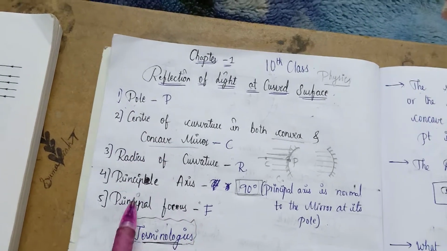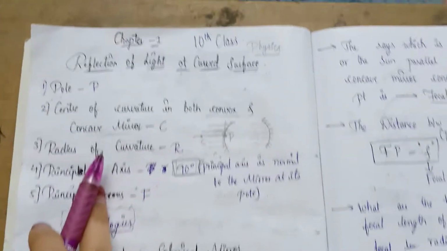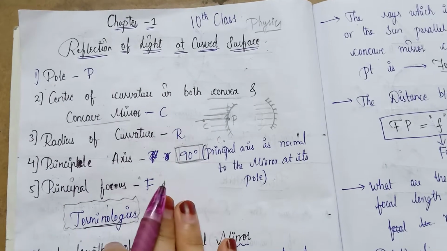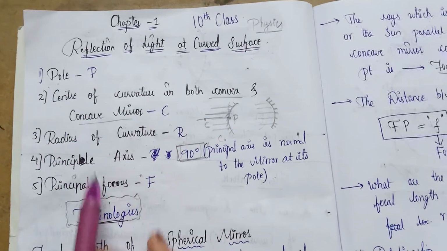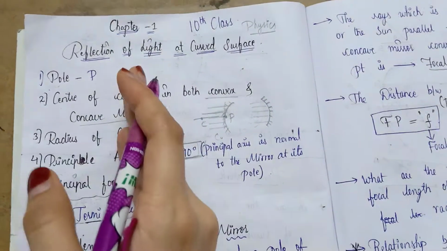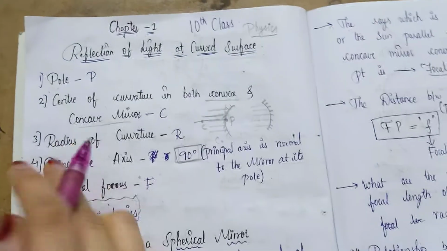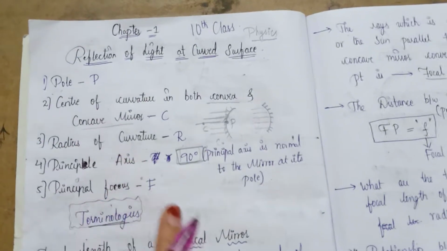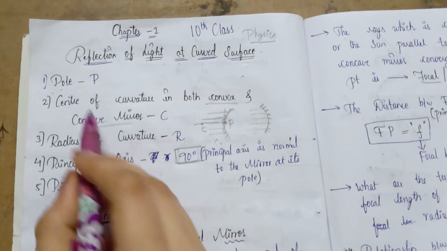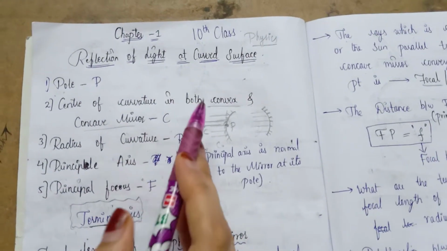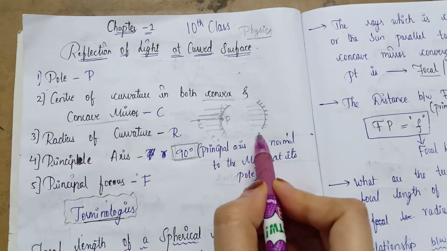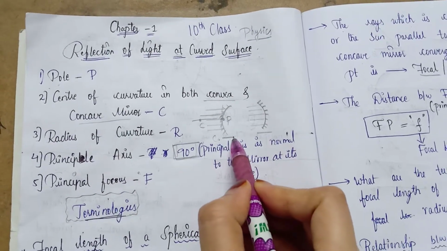These are the terms we discussed in our earlier classes, and we are recalling them in today's class. These terms are nothing but terminology. To understand the upcoming topics in your first chapter, you first have to remember these terms. By the end of this chapter, you should also not get confused between the convex mirror and the concave mirror. This is your convex mirror, this is your concave mirror.